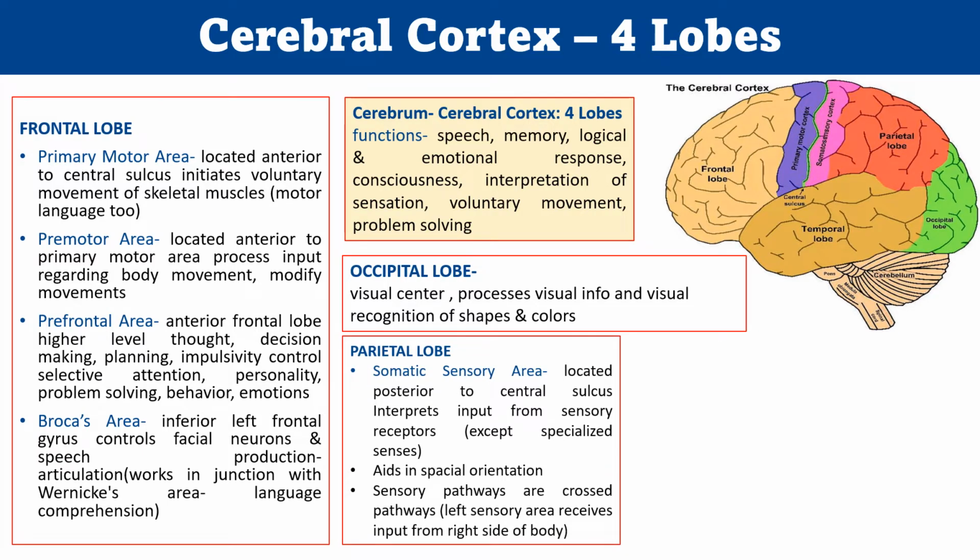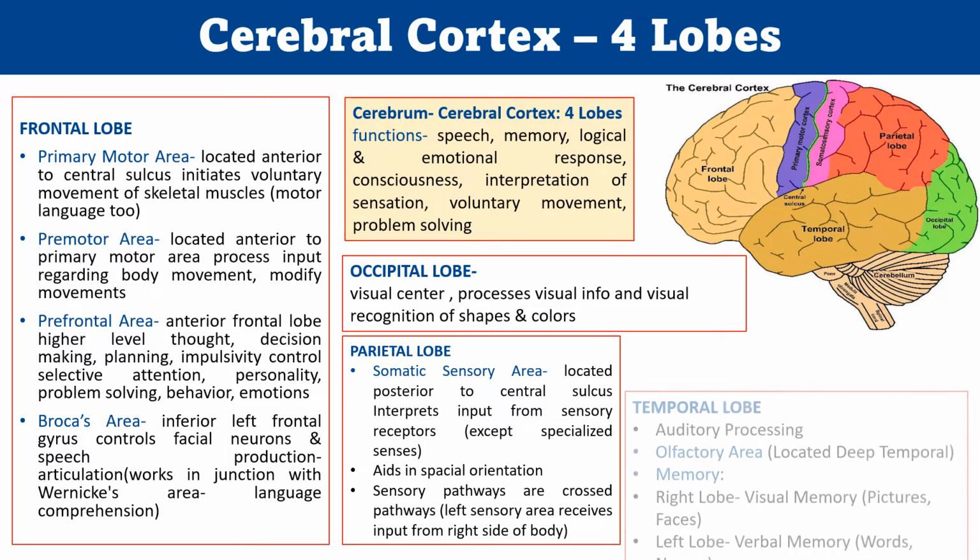Then we have the parietal lobe. The somatic sensory area, located posterior to the central sulcus in the parietal lobe, interprets input from sensory receptors except the specialized senses. It aids in spatial orientation, and sensory pathways are crossed pathways. The left sensory areas receive input from the right side of the body.